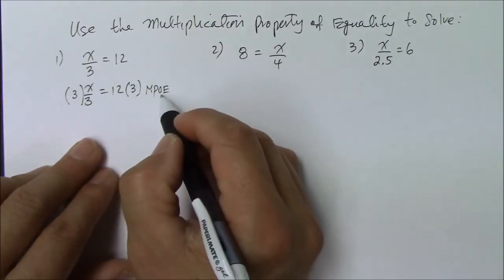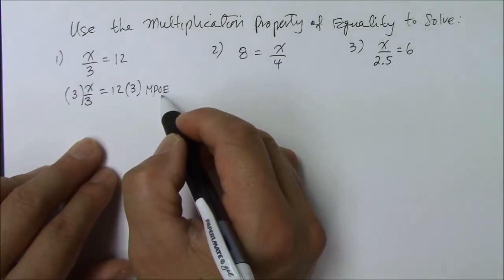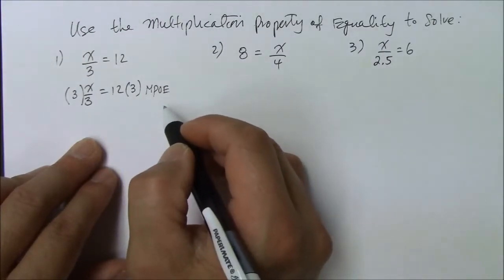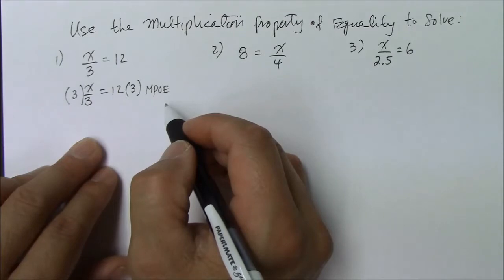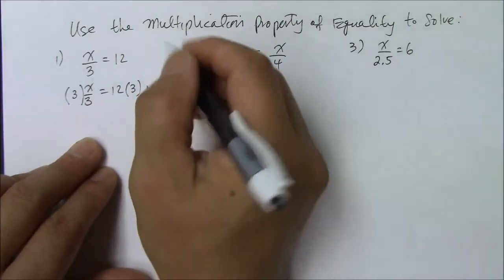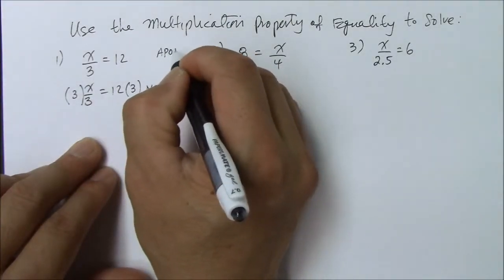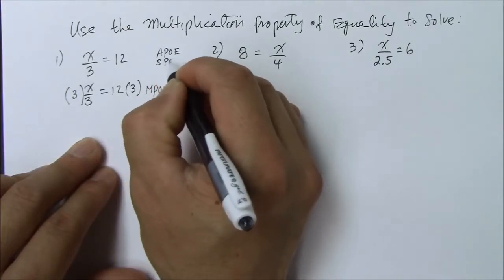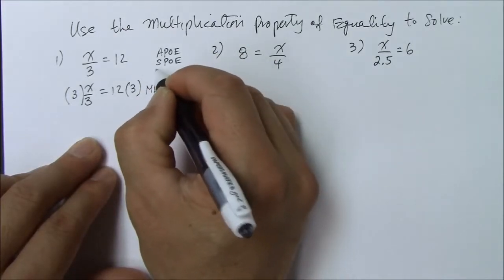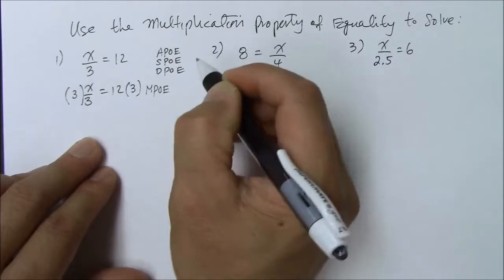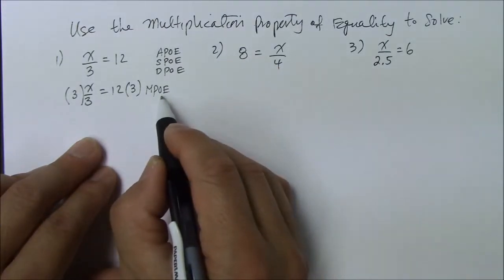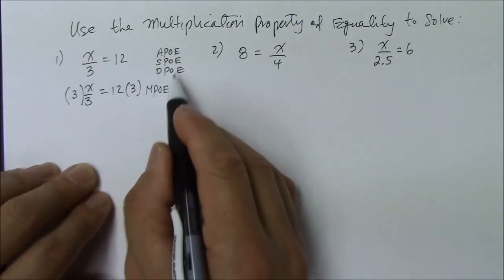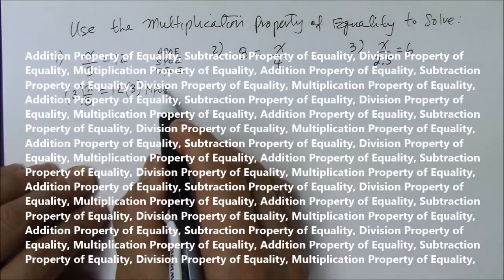Multiplication property of equality is one among the 4 properties we use to solve an equation. Remember, we had an addition property of equality, a subtraction property of equality. We used division property of equality. Now we have multiplication property of equality. Say that 10 times real fast without stopping.